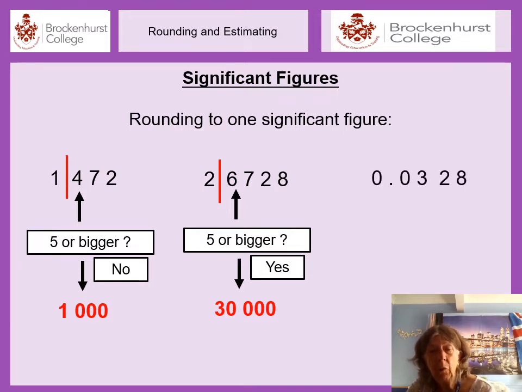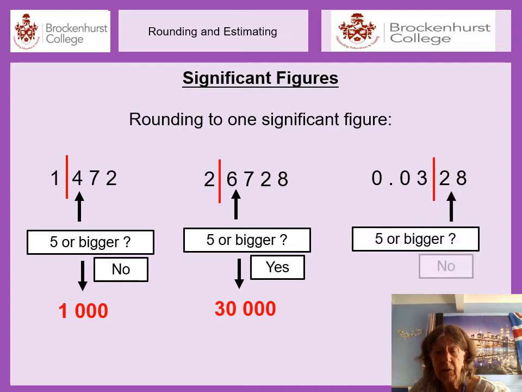The next number, 0.0328. We want it to one significant figure. So we put our line after the first digit. We don't count the zeros in this case. We'd only count zeros if they were after or in between numbers. So the first number is a 3, and we draw our line after the 3. We then ask, is the number after the line 5 or bigger? And the answer is no. So the number in front of the line does not change. So the answer is 0.03. I'm sorry, that's been hidden by my face.